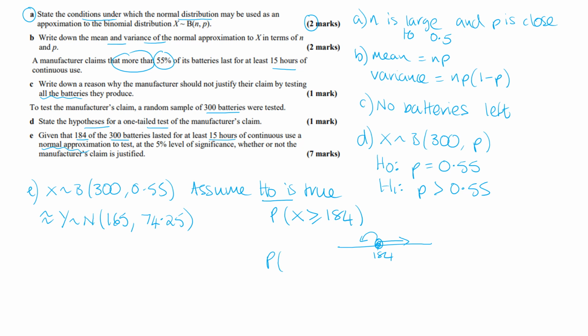In order to do the normal approximation, we need to do a continuity correction and actually test the probability of Y being greater than 183.5. Because when you're doing a continuous distribution, you can never have it exactly equal to one discrete value, so you always include a little bit more past the range that you're looking at for the binomial distribution.